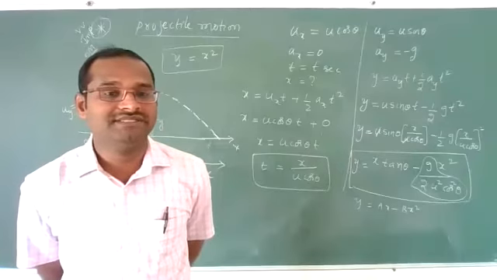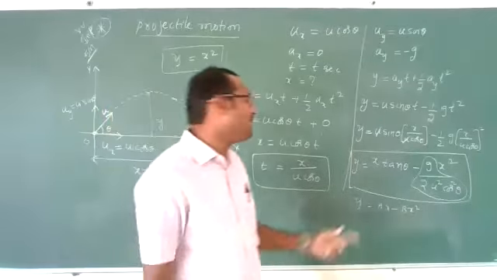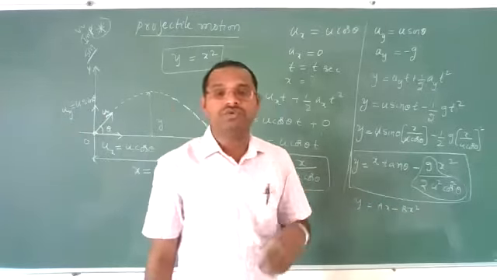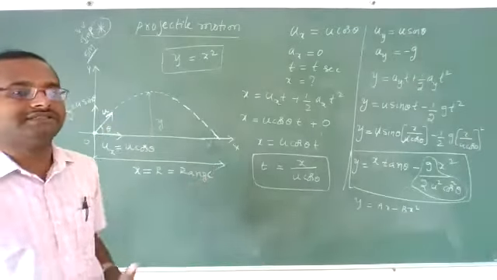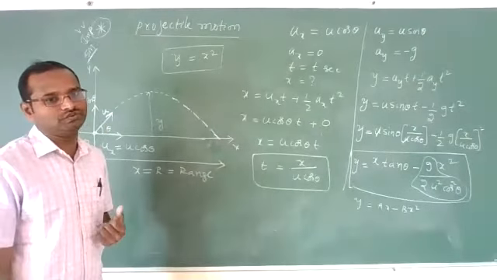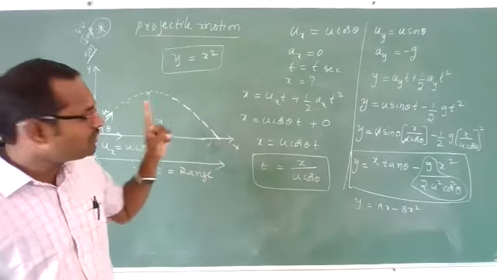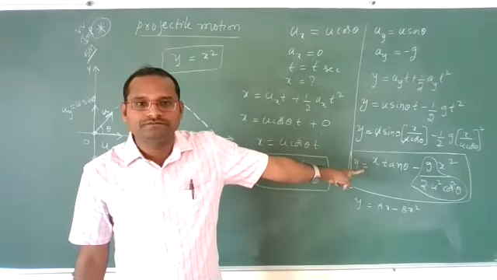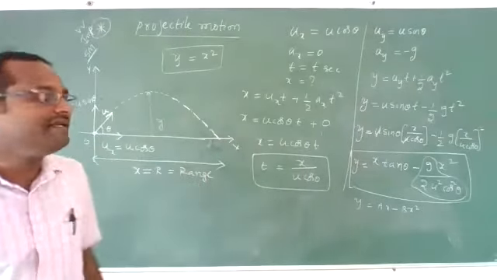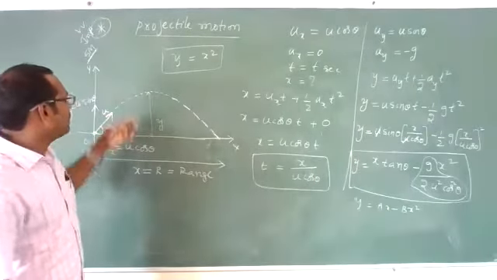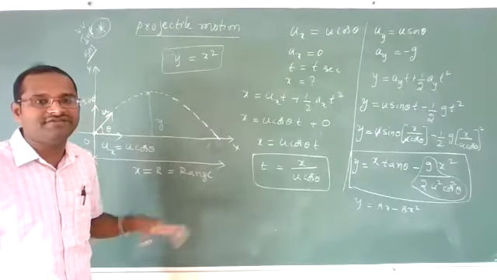Because they will give you one equation which can be compared with this, and they will ask you what angle it will make and what velocity it is thrown with. These are things in objective, not in subjective. So you need to remember this equation. In the next class we will derive the maximum height, the maximum range, and how much time it will take.